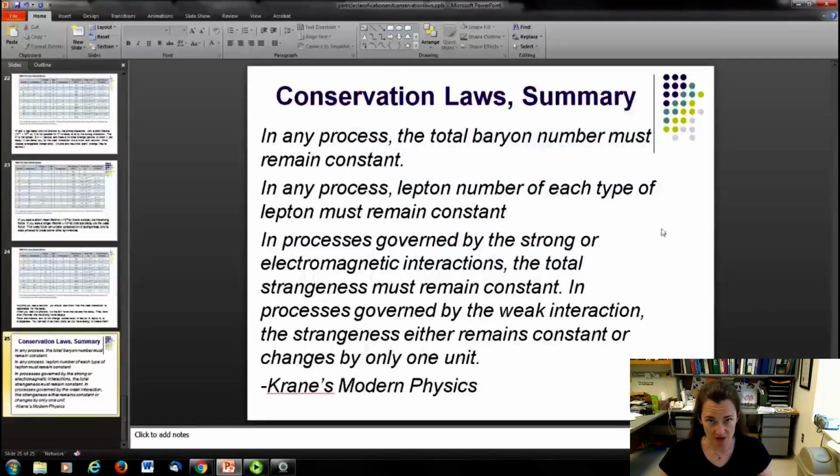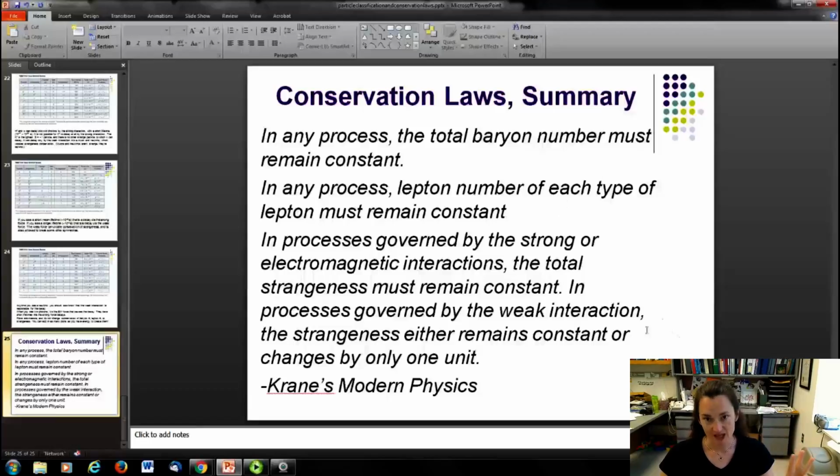So to sum up for the conservation laws covered today, here they are listed according to the words in your book. In any process, the total baryon number must remain constant. Baryon number conservation violation doesn't happen. In any process, the lepton number of each type of lepton must remain constant. Again, lepton number conservation violation doesn't happen.